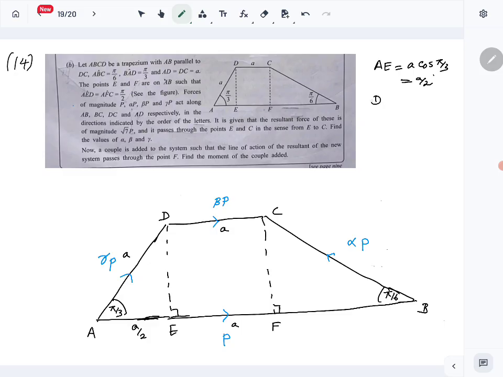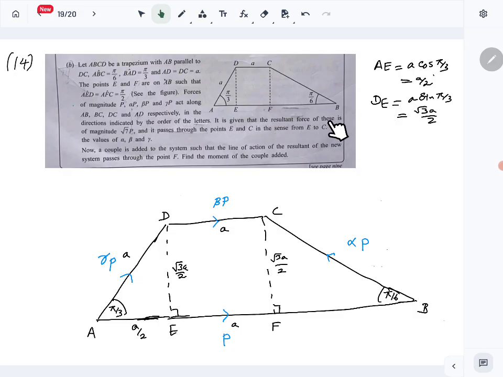And we'll find DE length also. We will need these to do the rest of the question. DE is what? Again, ADE triangle. So A sine pi over 3, so root 3 A over 2, right? So this length is root 3 A over 2. So this length is also root 3 A over 2. So everything is marked up to here.